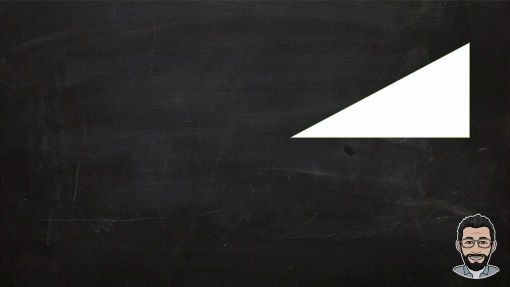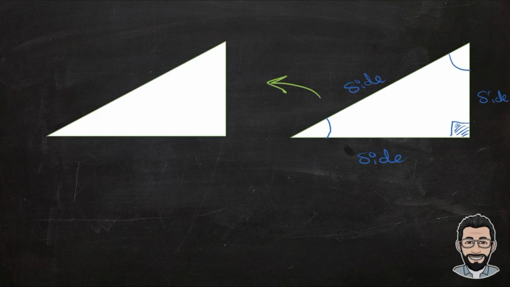Okay, in any triangle we have three sides. So this is the first side, and this is the second, and this is the third. And we have three angles. For example, if I have here a right angle triangle, so we have here a square meaning 90 degrees, and we have another two angles here. Okay, two acute angles. But in trigonometry we have different names. For example, if I have here an angle, this angle is theta. So remember this name, theta.